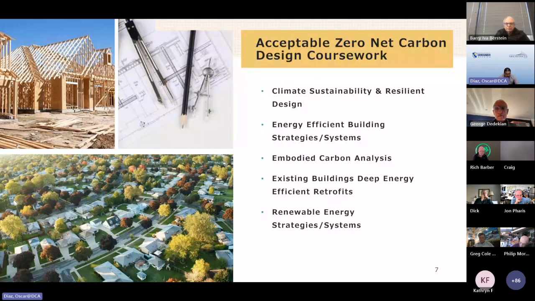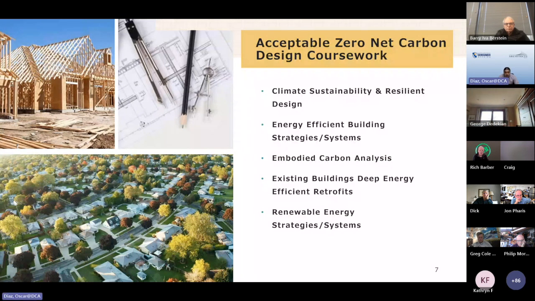Zero net carbon design means architectural designs, including resilient designs of new construction and/or existing facilities that produce on-site or equitably procure from off-site enough carbon-free renewable energy to meet the building's operations and energy consumption demands.